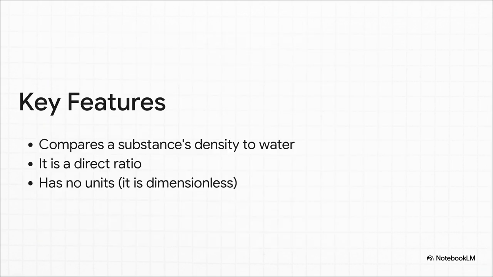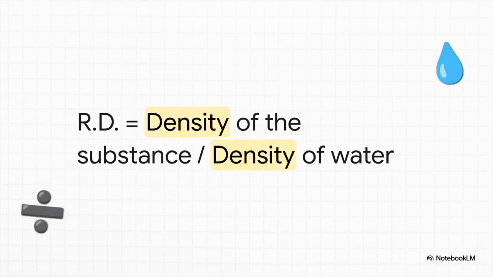And here's the really cool part, what makes relative density so useful. Because it's a direct ratio, you're just dividing one density by another, all the units just poof. They cancel each other out. And what that means is that relative density isn't measured in anything. It's just a pure number, which makes it incredibly simple for comparing different materials. So the most direct textbook way to find it is with this formula. You just take the density of whatever substance you're looking at, and you divide it by the density of water, which for reference is a nice, easy number to remember, 1,000 kilograms per cubic meter.